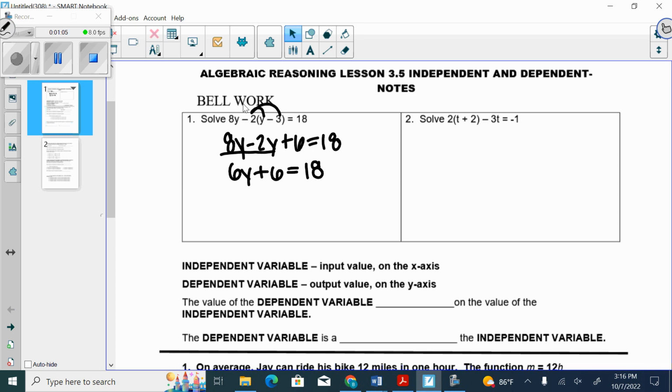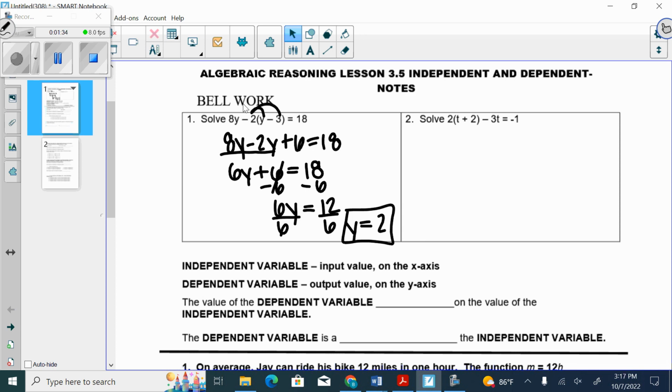All right, so speaking of moving things to different sides, what are we going to want to move now? Subtract the 6. Good. All right, and what is 18 minus 6? Good. So last step would be to divide. Very good. So what is y? Good. Good job.